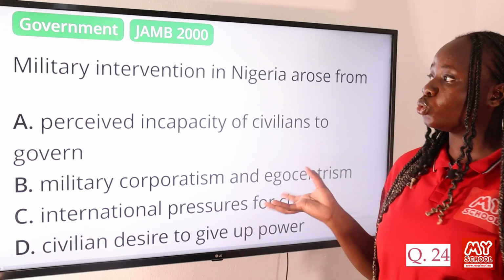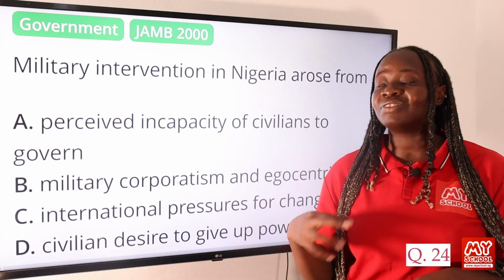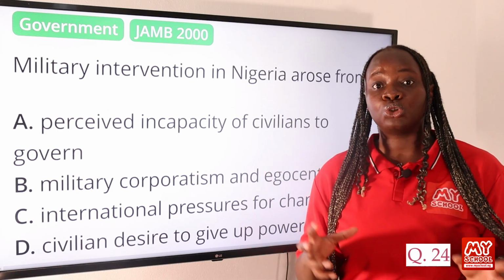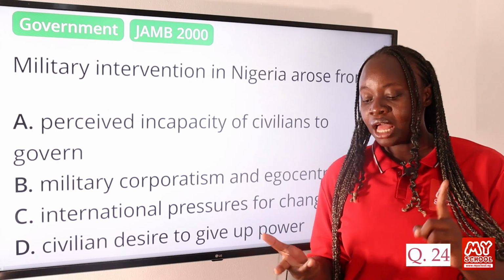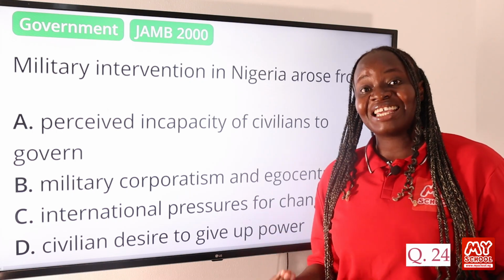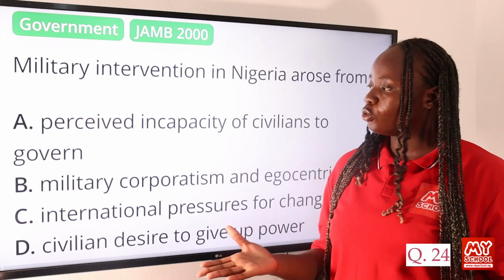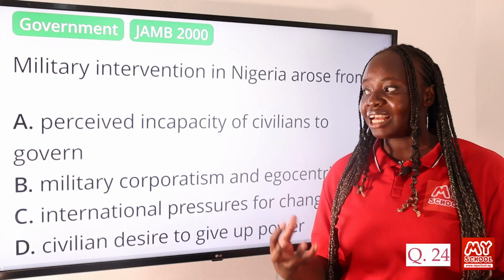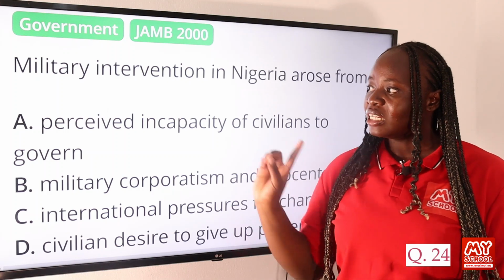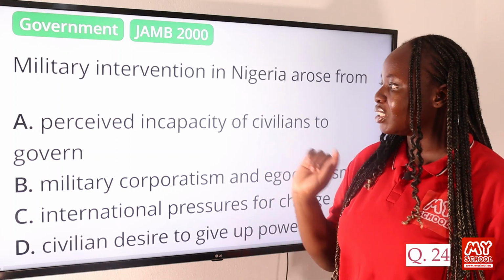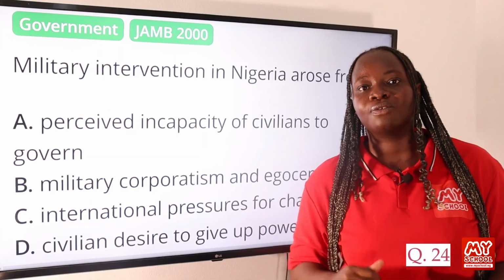So the military leaders who took over power in 1966 believed that the civilians were not able to govern the country appropriately. There was a lot of corruption during that era and a lot of ethnic tension between the various ethnic groups within the country. And so they felt like the civilians were not able to govern the country adequately, and so they took over power. The answer to this question is option A, perceived incapacity of civilians to govern.